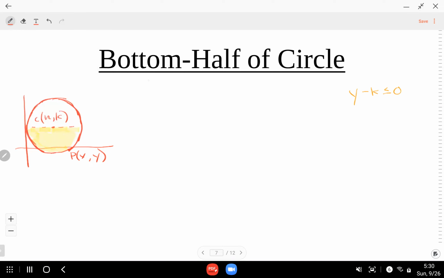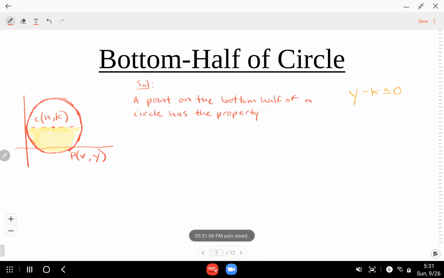So our formula here, solution: a point on the bottom half of a circle has the property y is less than or equal to k. All right, so let's derive our formula.